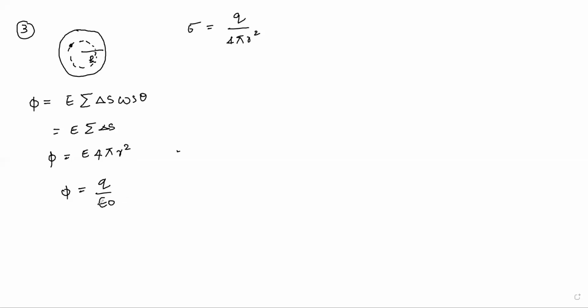Why did I get this? Can anybody solve this and send it to me as homework? Why did I arrive directly at phi is equal to q by epsilon naught? Anybody? Okay, this is your homework. Write down how I arrived at this expression, phi is equal to q by epsilon naught. Even you should scratch your head, right? Why did madam arrive at this expression directly?